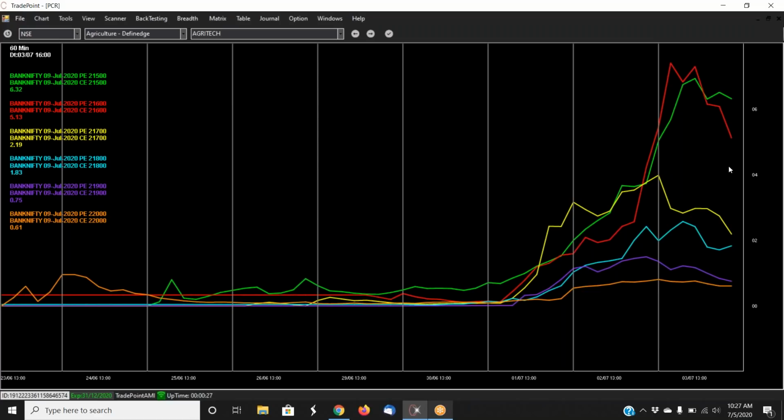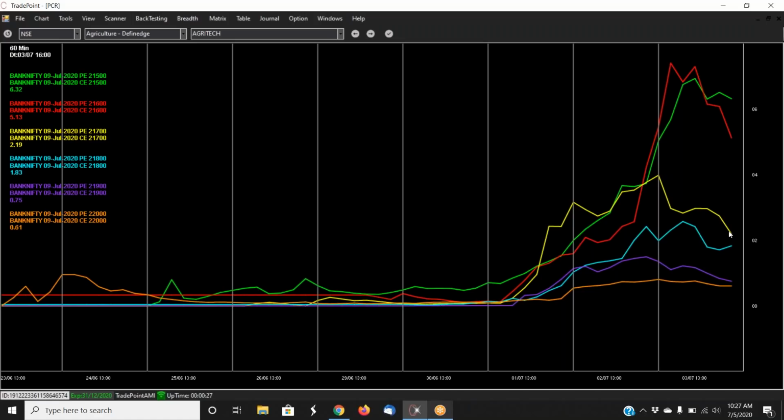So if you see the weekly 21,500 to 22,000 put call ratios, the put call ratio at 22,000 and 21,900 are not definitely bullish. One is 0.61, the other is 0.75. Even the one at 21,800, which is sort of at the money, is 1.83, which is bullish but not extremely bullish yet. So this needs to be seen going forward.